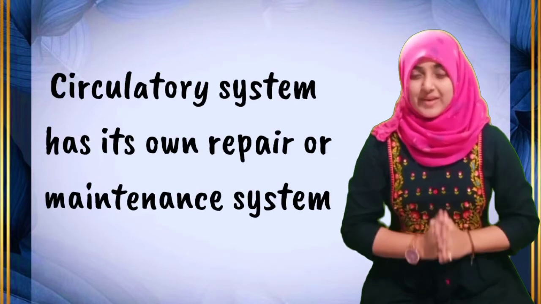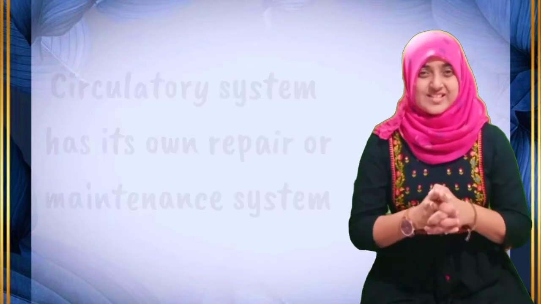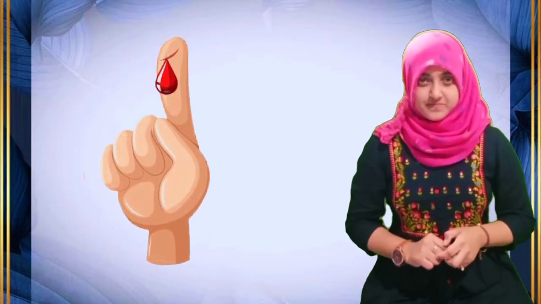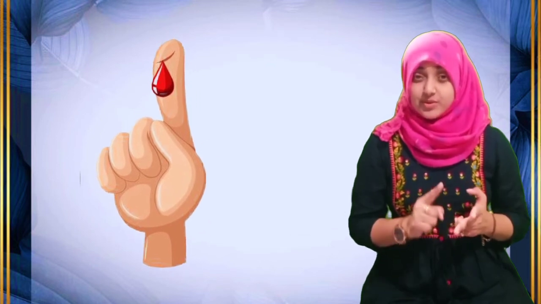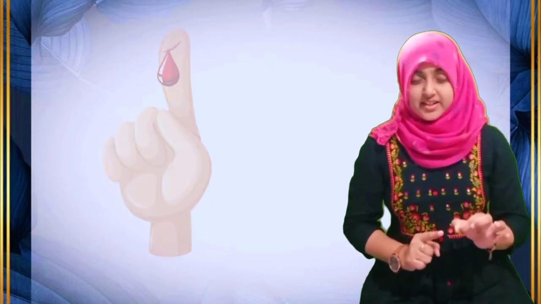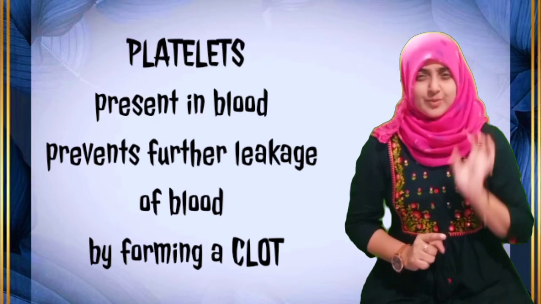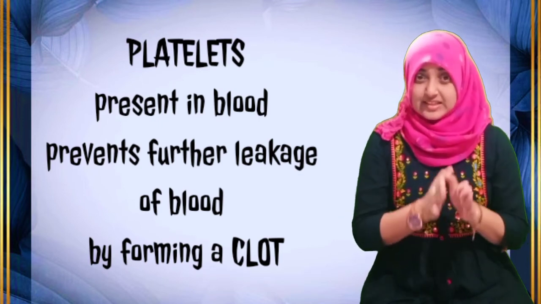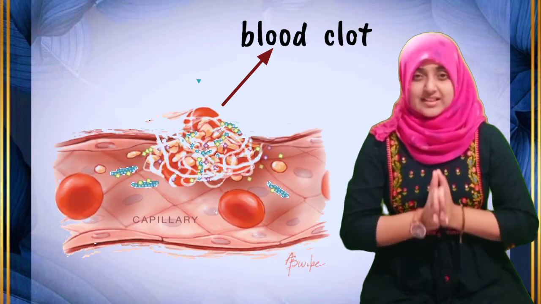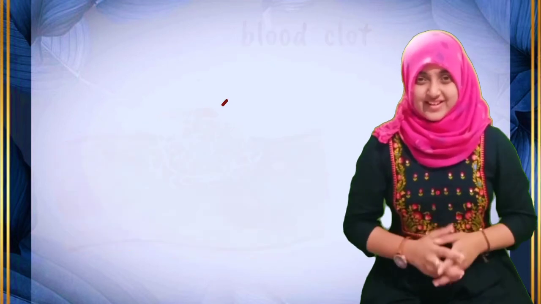Well, not just this, the circulatory system has its own maintenance or repair system. For example, we might cut our finger accidentally while chopping vegetables. So blood starts oozing out from the wound. That means the blood vessel has got damaged in that place. So at this point, the platelets present in the blood come into action. They will stop the further leakage of blood from the wound by forming a clot at that place. So this is how the maintenance system works.